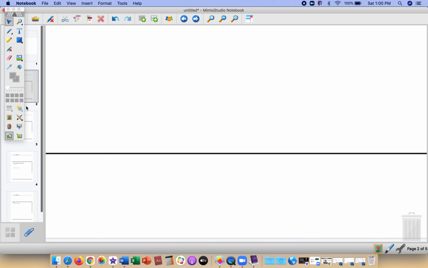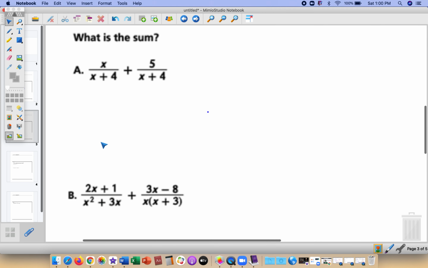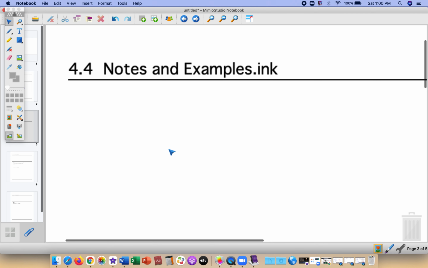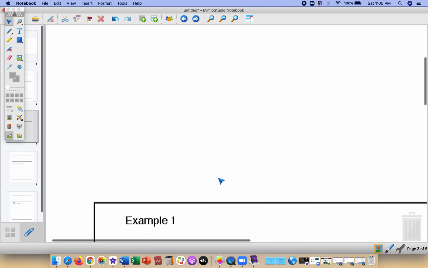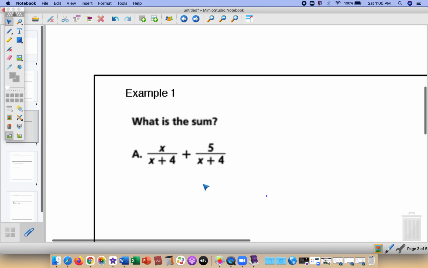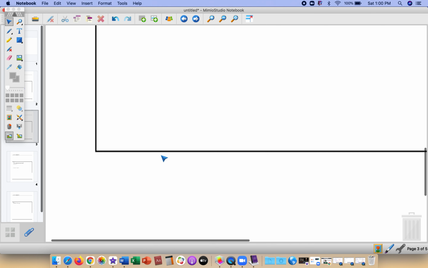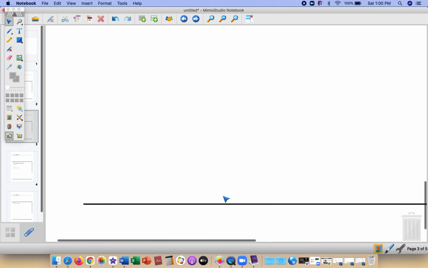So let's look at some of our next problems. Same process. When we're working with polynomial expressions, we need to find the least common denominator, ask ourselves, what do we need to do to make the denominators the same? And then once we combine, we see if we can simplify our final answer.